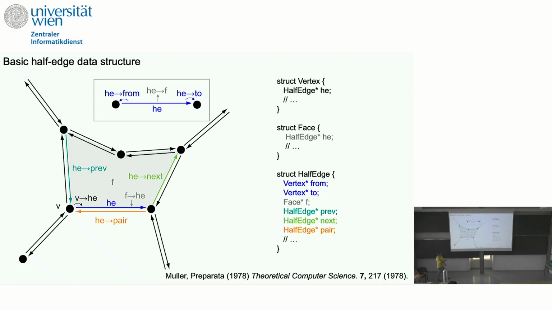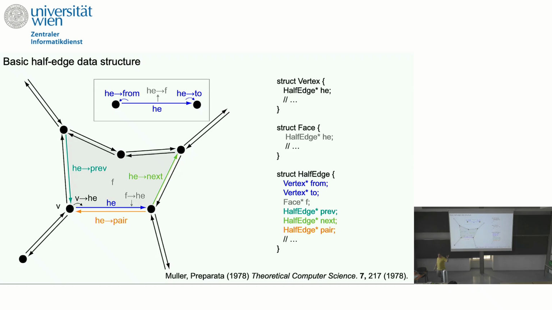That's the central point of the data structure. Each vertex is going to have a pointer. It's going to know one of its half-edges. It doesn't matter which one, one of which originates from it, for example this blue guy. Each face is going to know one of its half-edges, so they all circle around. And the half-edge is the central part of this data structure. Each half-edge is going to know which vertex it comes from, which vertex it is pointing to, which face it belongs to, what its next and previous half-edges are, and what its pair is.